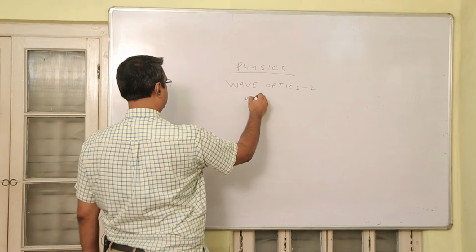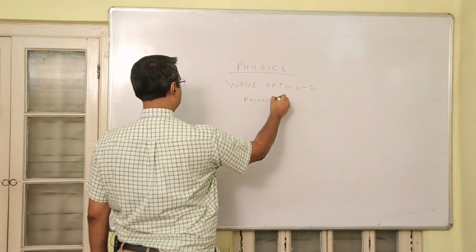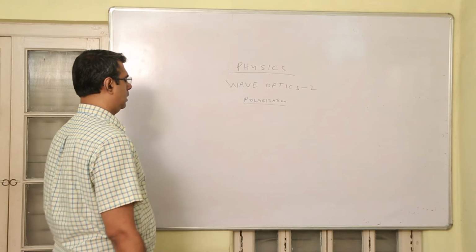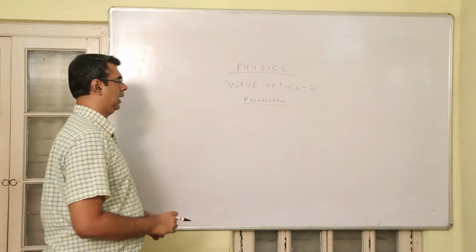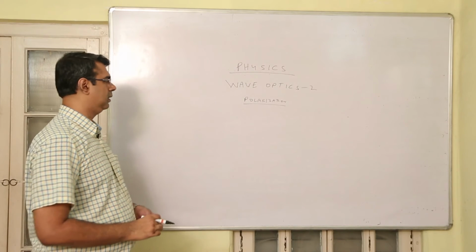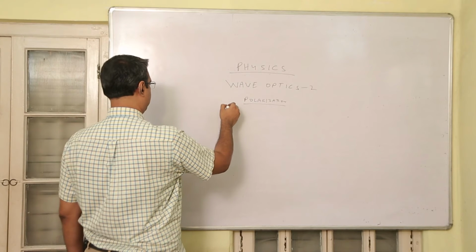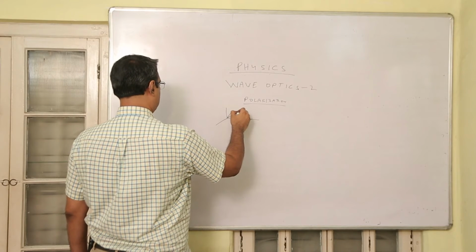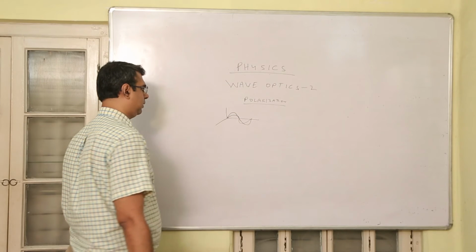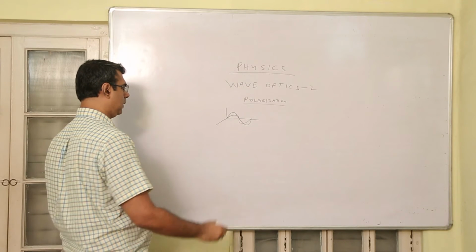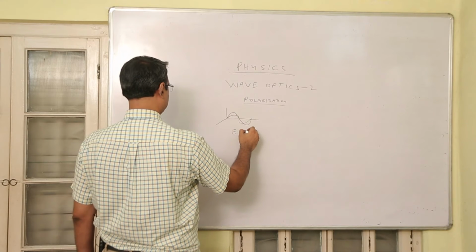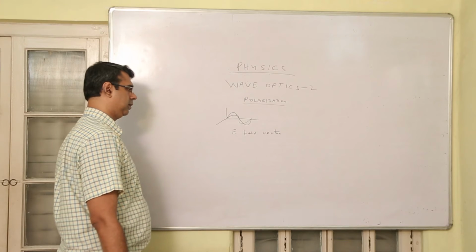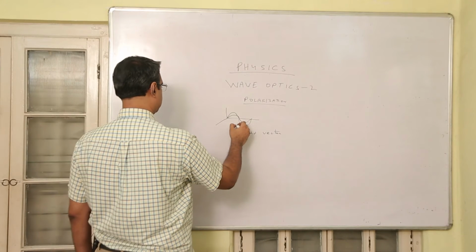Now we come to the next part of the chapter, that is known as polarization. You know that light can propagate in infinite directions. Light is an electromagnetic wave which consists of two mutually perpendicular electric and magnetic fields. For convenience, let us consider the electric field vector associated with light. Let this be called E.